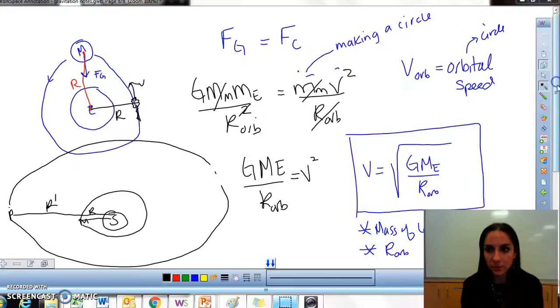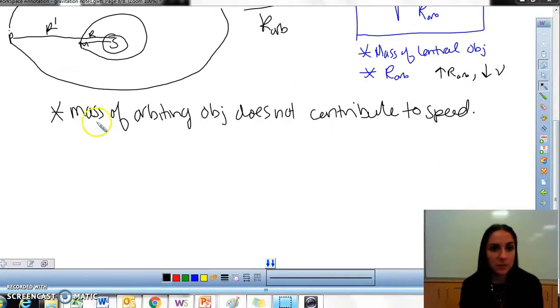So watch what happened before, right? The moon's mass canceled out, so it doesn't even come into our equation right here, which means that no matter what the mass is, as long as we put it at that radius, I could put anything here. I could put space garbage here. I could put a rock. I could put a cotton ball. I could put a rocket. Anything at this exact radius and that mass will have the same speed. So it doesn't matter what the mass is here. As you can see, the mass of the orbiting object does not contribute to speed.